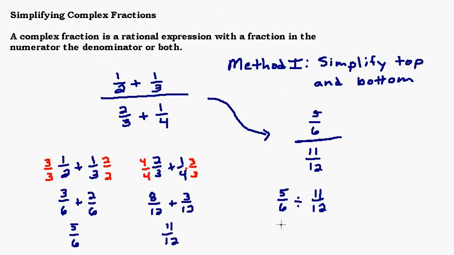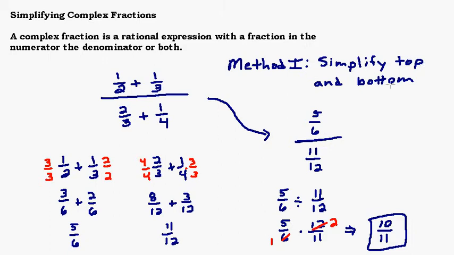And now you just divide fractions like you normally do. Change that to a multiply, flip over the second fraction, see if there's anything you can cancel. This looks good here. Do that. And multiply straight across. Looks like we're going to end up with 10/11 as our answer. So that is a pretty straightforward way to do it.